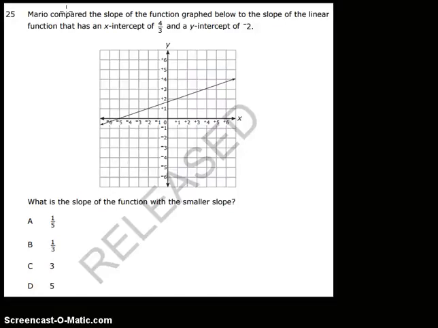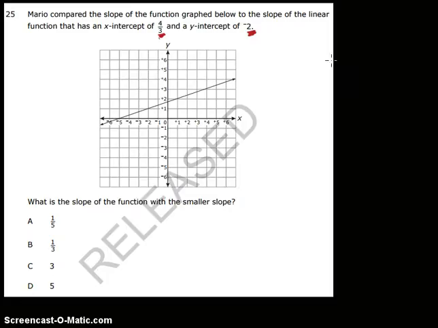Question number 25. Mario compared the slope of the function graphed below to the slope of the linear function that has x-intercept. So we do have an x-intercept of 4 over 3 and then y-intercept of -2. Now what is it asking? It says what is the slope of the function with the smaller slope? So we do have two graphs. We do have one graph right here, and then we do have another one with the x-intercept 4 over 3 and then y-intercept -2.